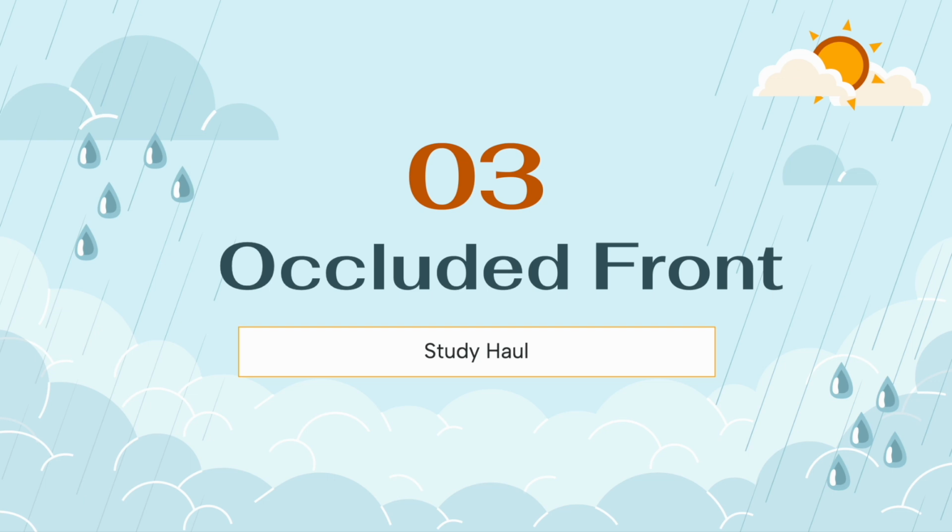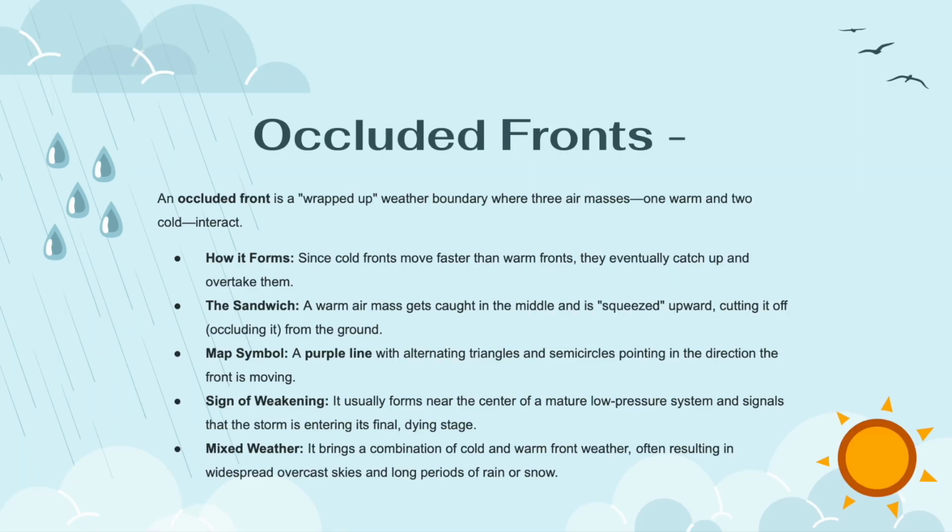Next, we have the occluded front. An occluded front is a wrapped-up weather boundary where three air masses, one warm and two cold, interact. How does it form? Since cold fronts move faster than warm fronts, they eventually catch up and take them over. The sandwich: think of an occluded front like a sandwich. A warm air mass gets caught in the middle and is squeezed upward, cutting it off from the ground.